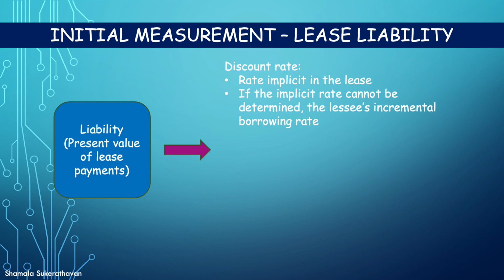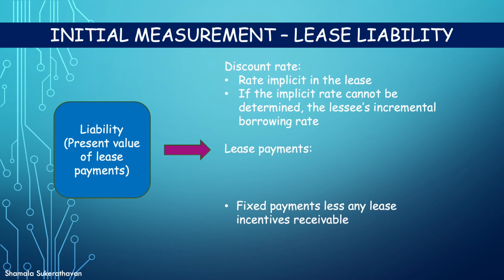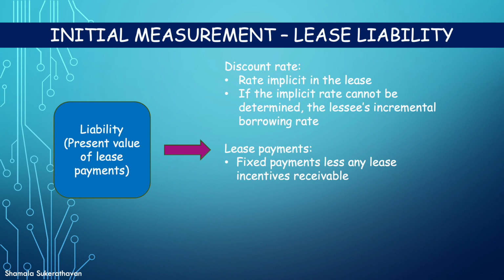IFRS 16 stipulates that the lease payments shall include the following. 1. Fixed payments less any lease incentives receivable. 2. Variable lease payments that depend on an index or a rate, initially measured using the index or the rate at commencement date. Examples include payments linked to the consumer price index or payments that vary to reflect changes in market rental rates. 3. Amounts expected to be payable by the lessee under residual value guarantees.